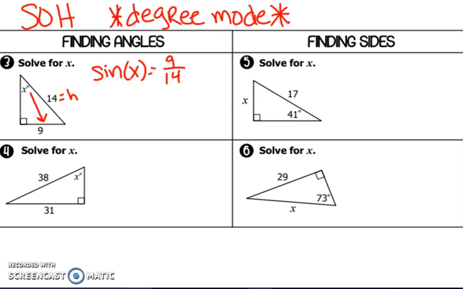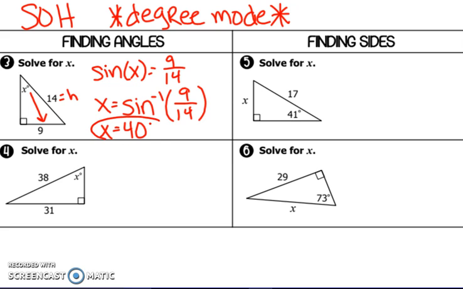Now, from here, normally we do our inverse operations. If we were adding, we would subtract. Well, the inverse of sine is actually called inverse sine. And in your calculator, you're going to put sine negative 1 of 9 over 14. If you look above your sine button, in blue, it says sine negative 1 or inverse sine. So you would hit the second button and sine. In this case, x is going to equal 40 degrees.